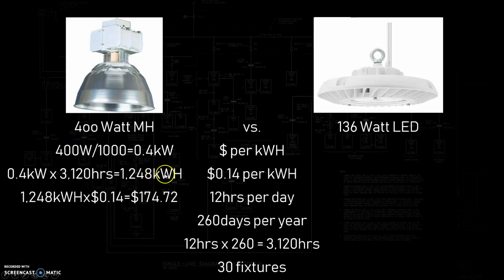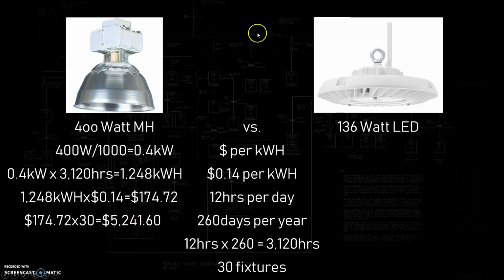So now we know how many kilowatt hours we expect in a year. We already said our 14 cents, so we're just going to multiply the two. One of these fixtures we should expect to cost about $174.72 per year to operate. Again, we have 30 of these running at any given time. So over the course of a year, for 30 lights, we're expecting $5,241.60 to operate these 30 lights.